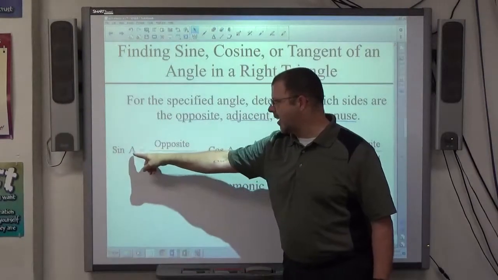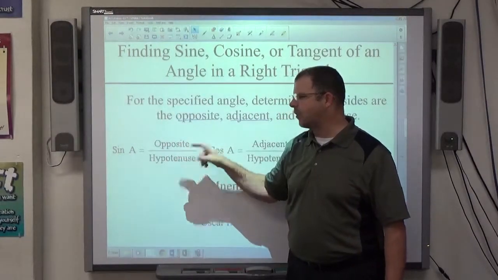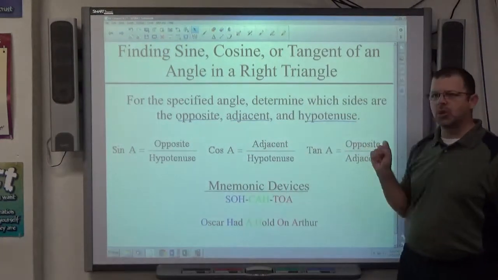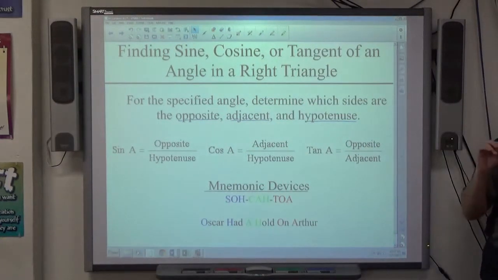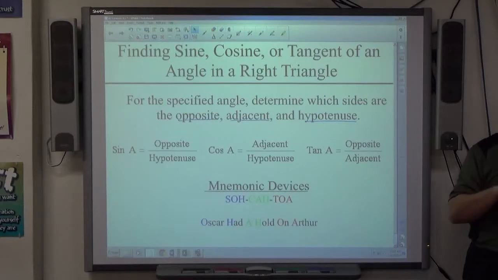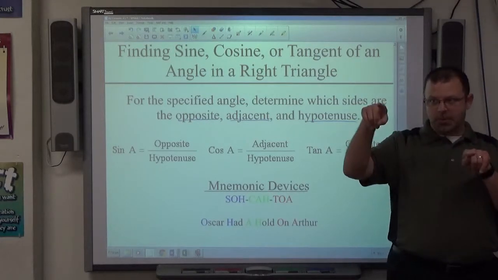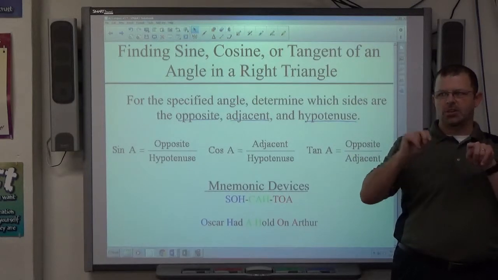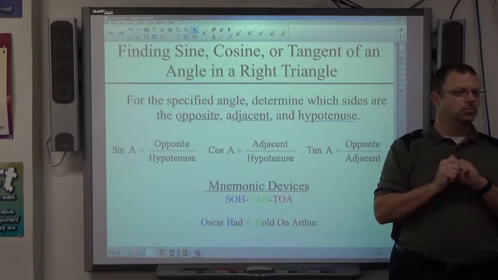Sine of any angle is defined as the opposite over the hypotenuse. Cosine is adjacent over hypotenuse, tangent's opposite over adjacent. It's always a ratio of two of the three sides, and that's what sine, cosine, and tangent are and always will be in a right triangle. You have an acute angle. If you have an opposite here, hypotenuse here, the sine is opposite over hypotenuse. Opposite over adjacent is tangent. Adjacent over hypotenuse is cosine.